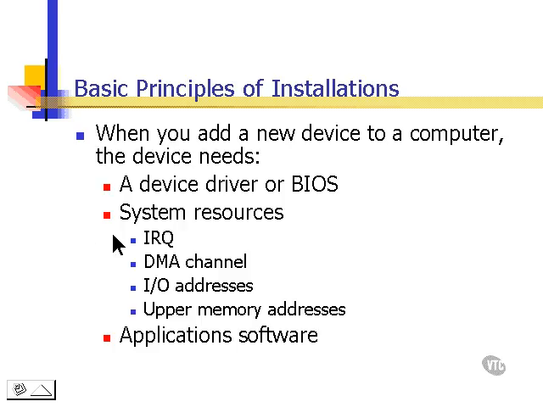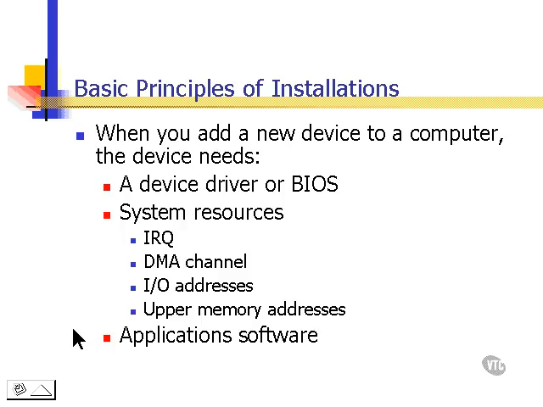For example, an IRQ so that it can work with the processor, a DMA channel so that it can get access to memory without going through the processor, an input-output address that it's going to listen on for other devices and for the processor, and an upper memory address where it can store the information that it needs to run. And then it's going to have to work with the application software that's in the computer.